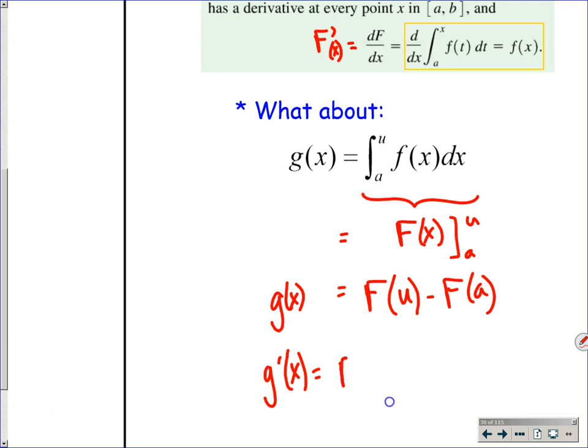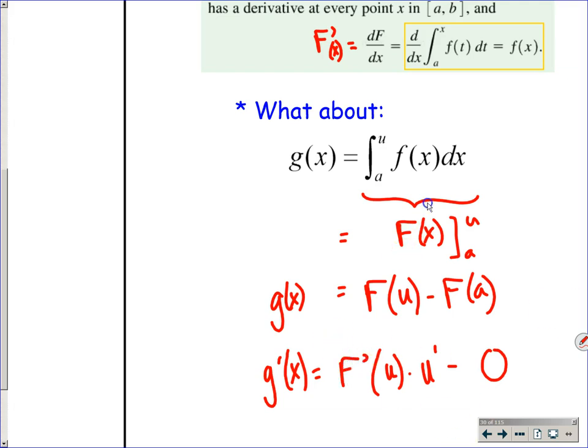Well, wouldn't it technically be, just go through the rules, right? But hold on. So it'd be capital F prime of u times u prime minus capital F prime of a times a prime, but a is a constant, so what's that whole thing? Oh, the whole thing is a constant. Now, why did Lainey say a second ago, and I shushed her real quick, why did she say lowercase, and I was like, shh, not yet.